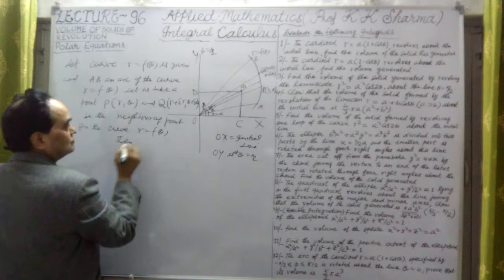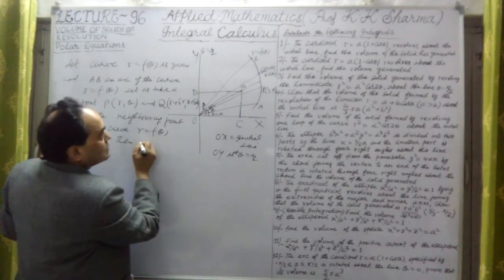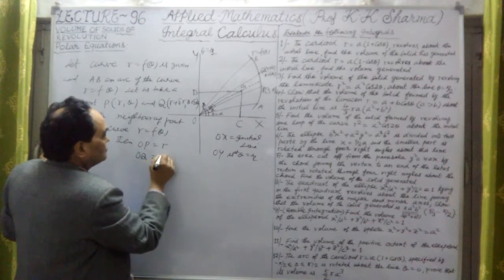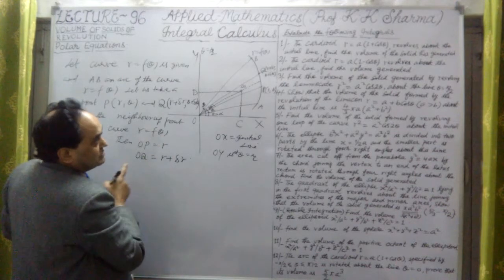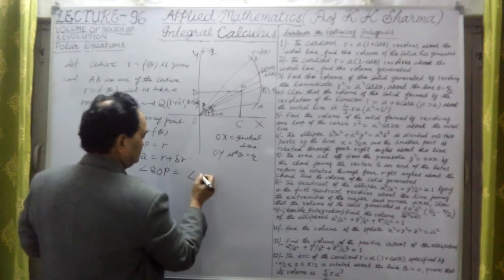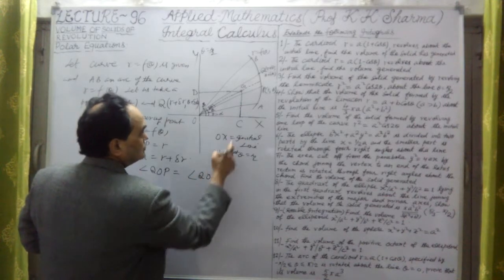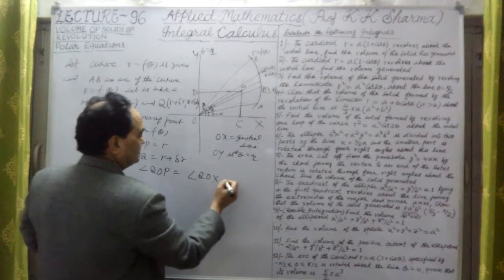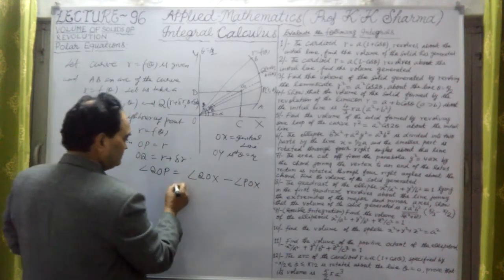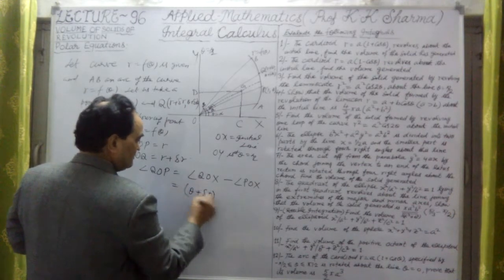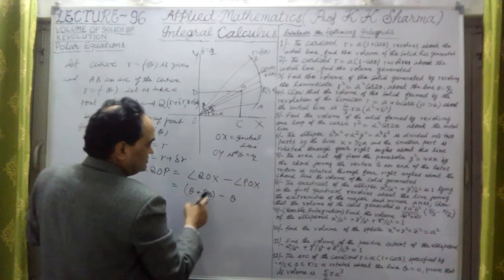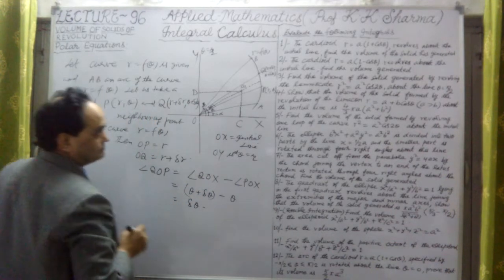Then what do we see here? Then OP is equal to r. OQ is equal to r plus delta r. What is angle QOP? Angle QOP is equal to angle QOX, which is theta plus delta theta, minus angle POX, which is theta, because angle POX is theta and angle QOX is theta plus delta theta. So this is equal to delta theta. No problem. Delta theta here.